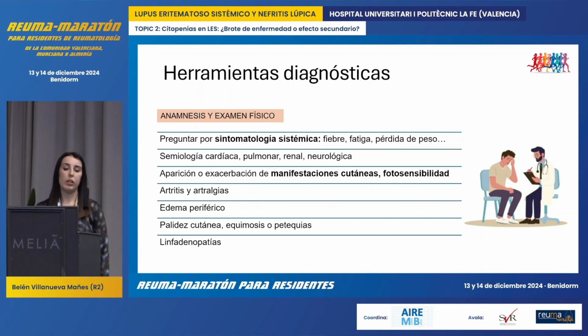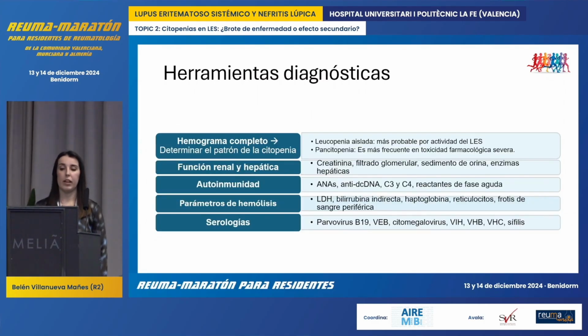Now then, a patient comes to the clinic with cytopenias. The first thing we should do here is take a targeted medical history, asking about systemic symptoms, fever, fatigue, weight loss, and cardiac, pulmonary, or neurological signs. Also a physical examination checking for new skin lesions, arthritis, peripheral edema, skin pallor, ecchymosis, or lymphadenopathy. And afterwards, we would proceed with laboratory tests.